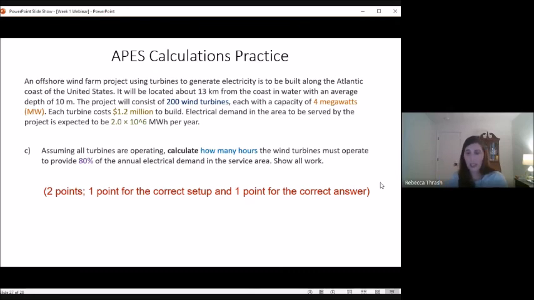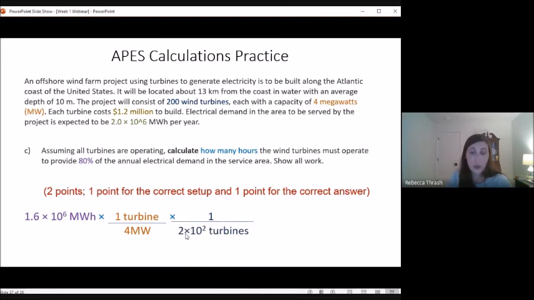80%, we've already calculated. Now we just need to know how many hours the wind turbines must operate. So I'm starting out with my 1.6 times 10 to the 6 megawatt hours, because that's the demand. Now I know how many turbines there are. I also know the capacity of each one, which is 4 megawatts. So I'm going to put that information in. I've got 4 megawatts per turbine. I've got 2 times 10 to the 2 turbines. That's a tongue twister.